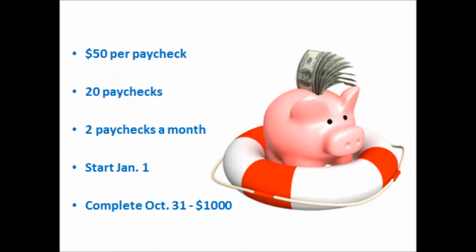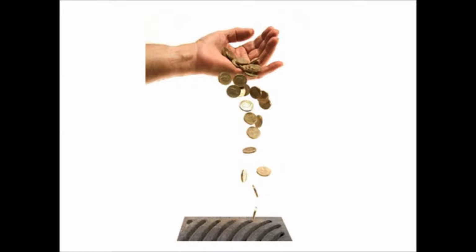Someone who says they plan to save, in case of an emergency, $50 per paycheck for 20 paychecks, 2 paychecks a month, starting the 1st of January, with a total goal of $1,000 in savings at the end of October, will be far more likely to succeed than someone who simply says that they plan to save money and leaves it at just that. The M in SMART stands for measurable.